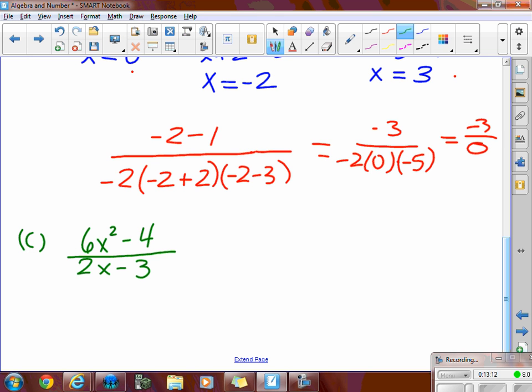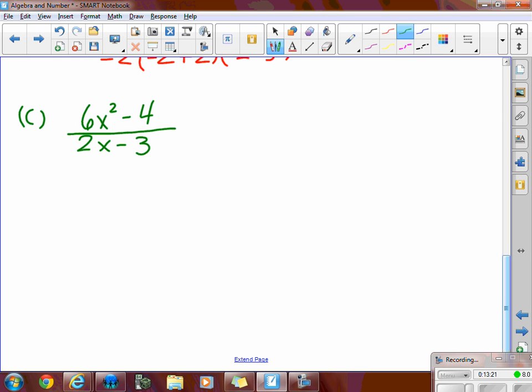So on the bottom now, I only have one thing, 2x minus 3. Do I ever care if the numerator, the top part, is 0? Never. It's the bottom that I worry about. So basically we're saying this bottom, the 2x minus 3, is not allowed to equal 0.